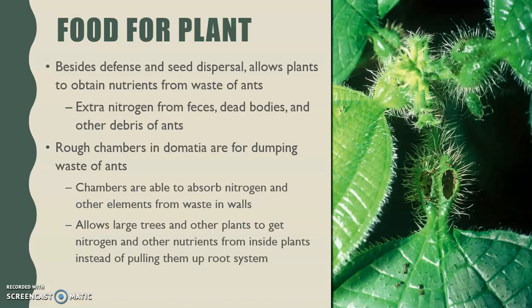In the domatia, there are 2 types of chambers. There are the smooth chambers, which is where the ants live, and also the rough chambers, which are for the dumping of the waste of ants. In these chambers, where this waste is, the plants can absorb its nitrogen or other nutrients it needs into the walls. And this allows large trees or other large plants to get nitrogen and other nutrients faster than just pulling it from the roots.